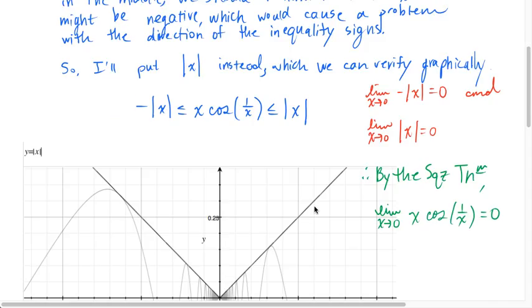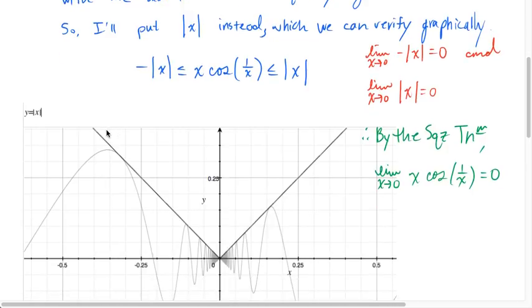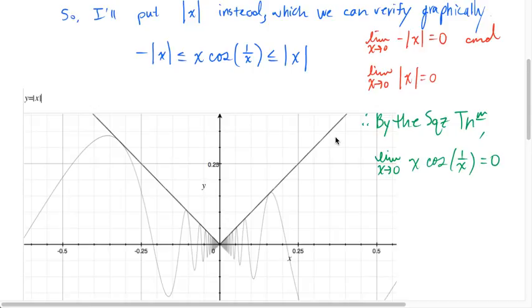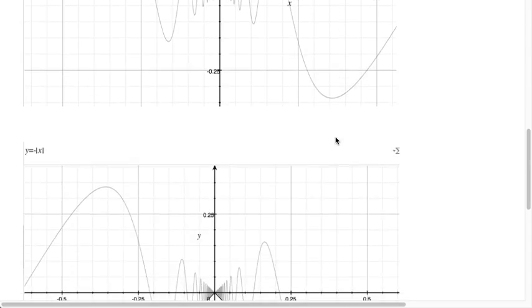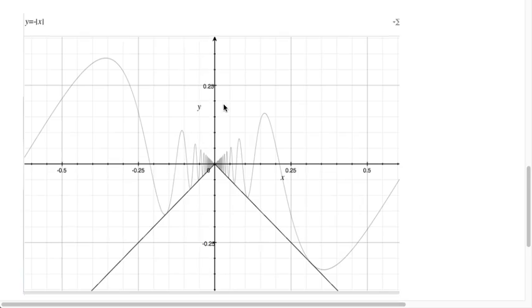And graphically, you can see here that this is the graph of y equals the absolute value of x, which is always greater than or equal to x cosine of 1 over x. And then here is y equals, right here, the negative of the absolute value of x. So you can visually see that it is always less than or equal to x cosine of 1 over x.